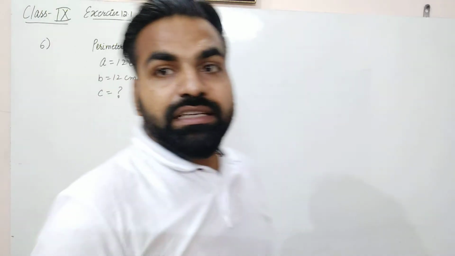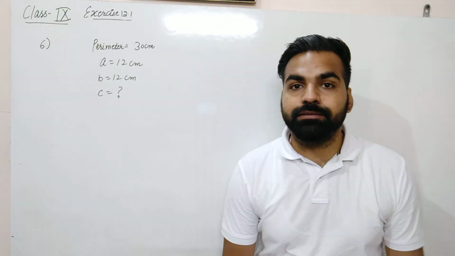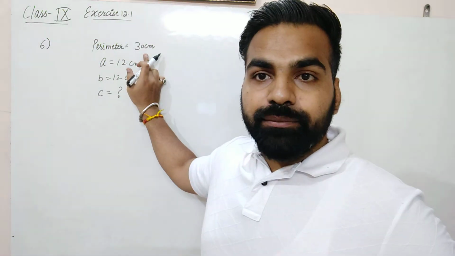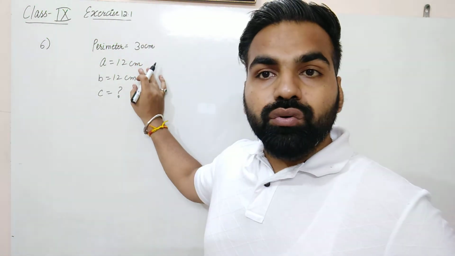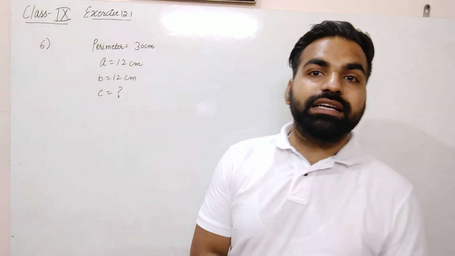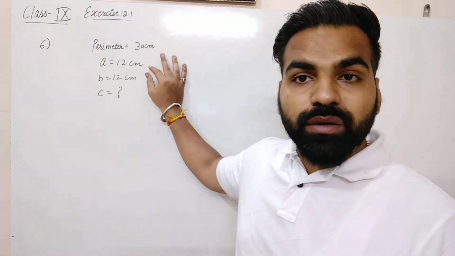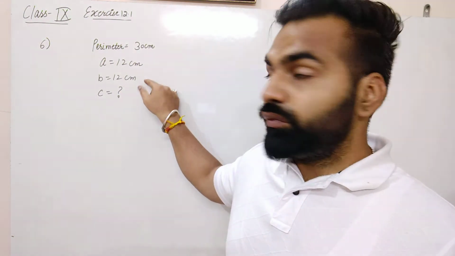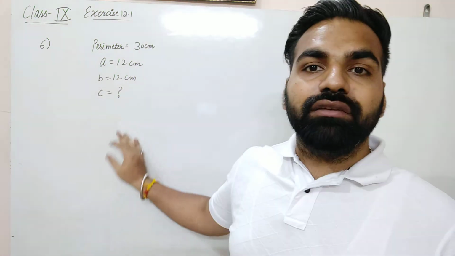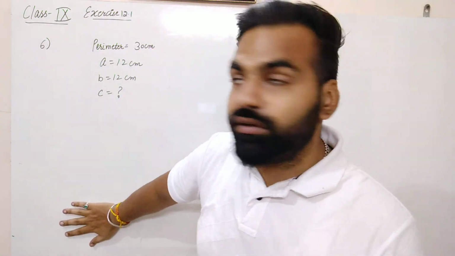Last question of this exercise now, question number 6. There is an isosceles triangle, perimeter is 30 centimeter, one of the two sides is 12 centimeter. So in an isosceles triangle, two sides are equal. So if one is 12, the another will be 12 also. We have to find first the third side, and after that we will calculate the area of the triangle.